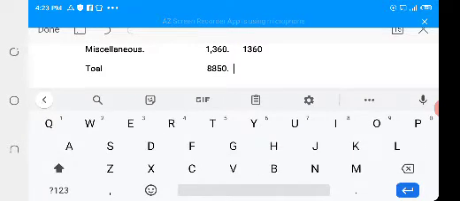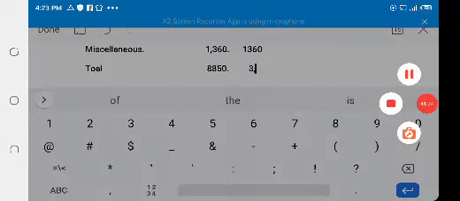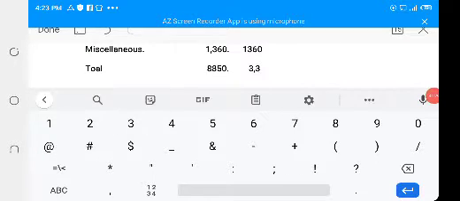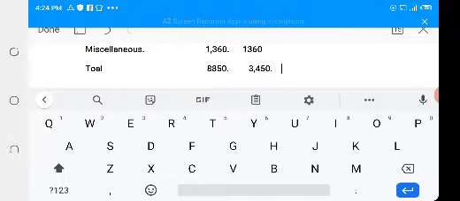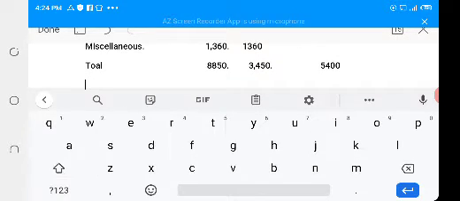Now, the total of your fixed cost is 3,450. So what is your total variable cost? Your total variable cost is 5,400. Now let's go to A.